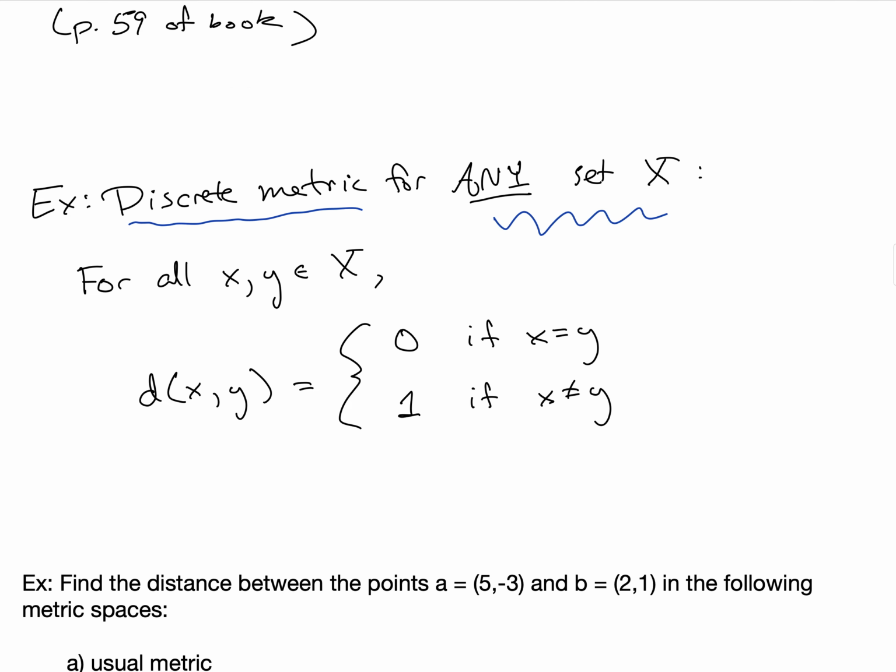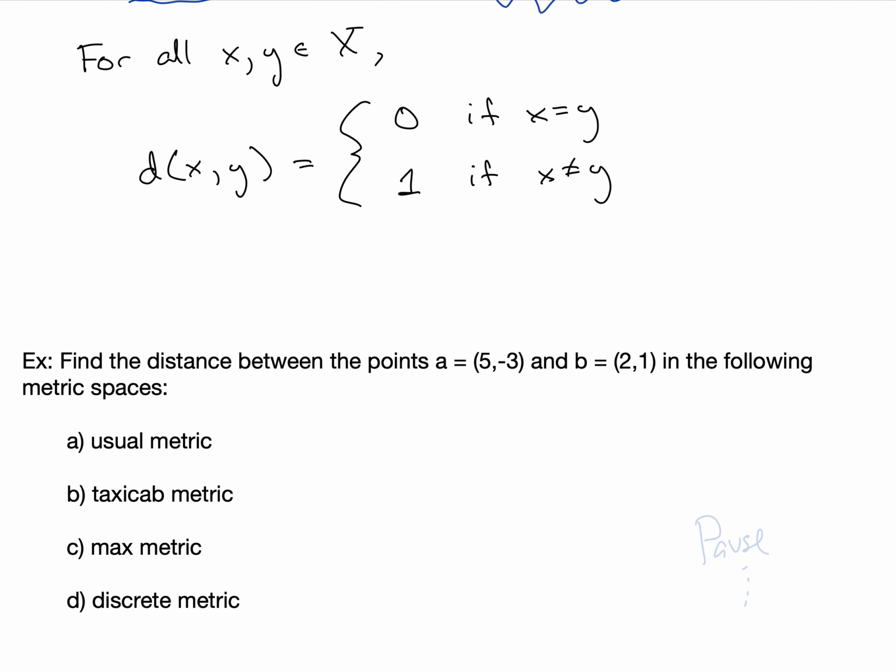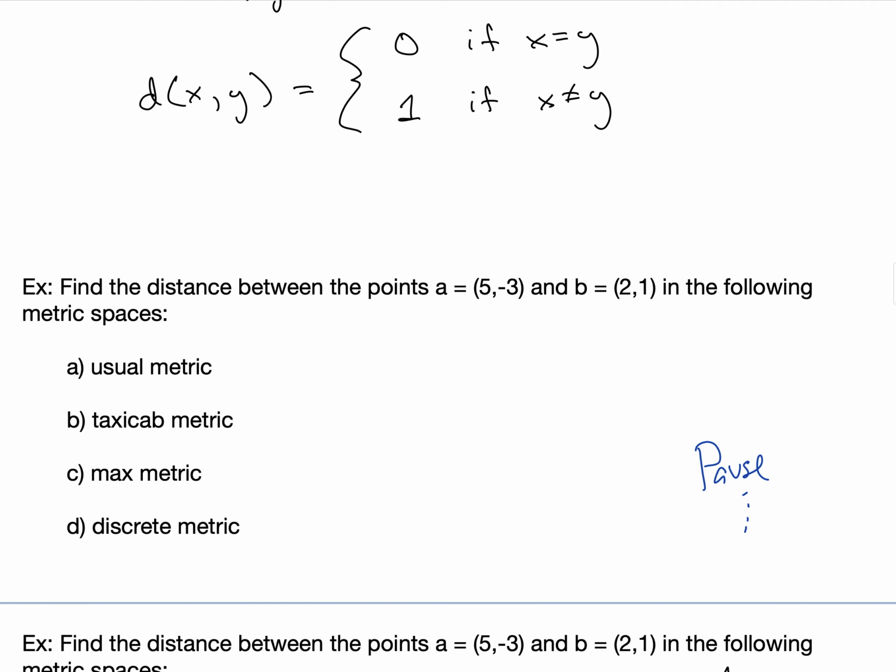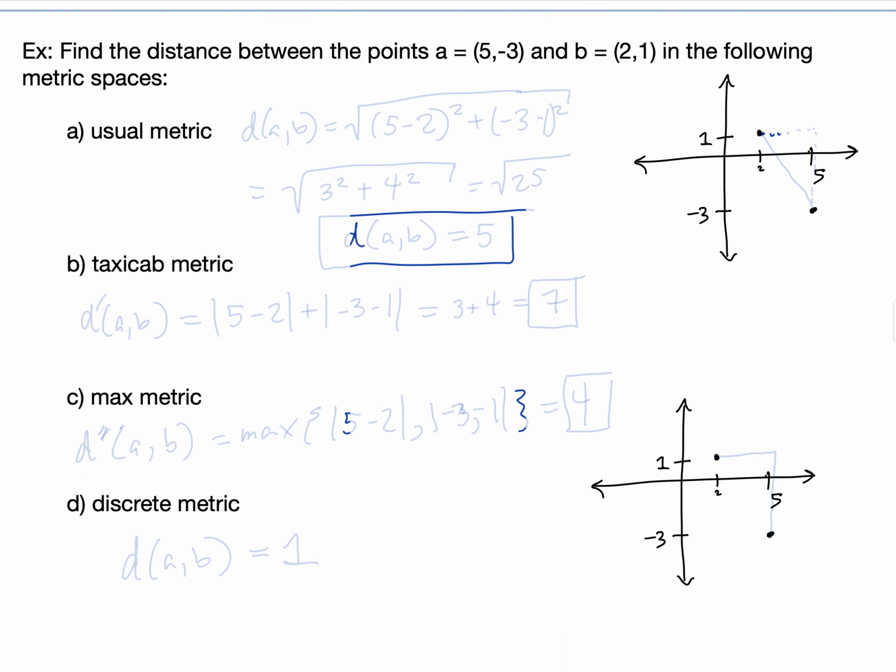So to get us some familiarity with each of these metrics, which again we'll revisit at various points, I'd like you to find the distance between the points A equals (5, negative 3) and B equals (2, 1) in the following metric spaces: the usual metric, the taxicab metric, the max metric, and the discrete metric. I encourage you to pause at this point and try those out, and then we'll talk about it together in just a moment.